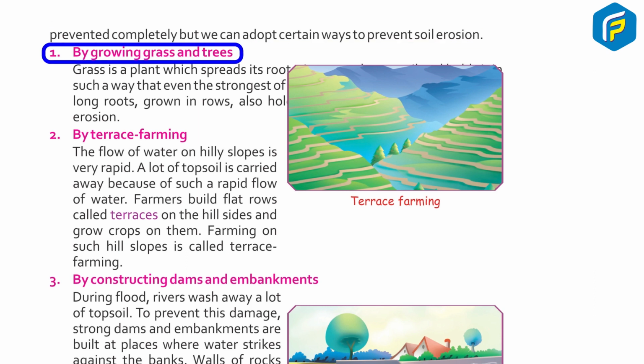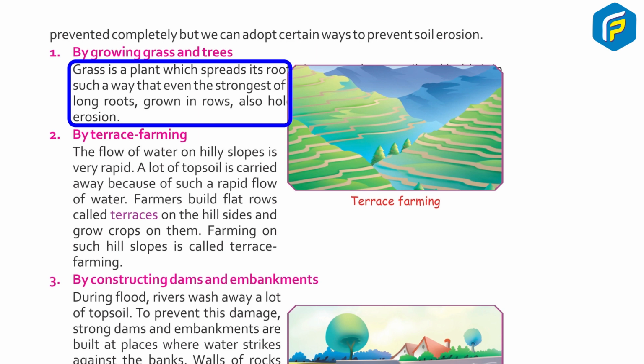1. By growing grass and trees. Grass is a plant which spreads its roots in such a way that even the strongest of winds cannot blow away the soil. Long roots of trees grown in rows also hold the soil and prevent erosion.